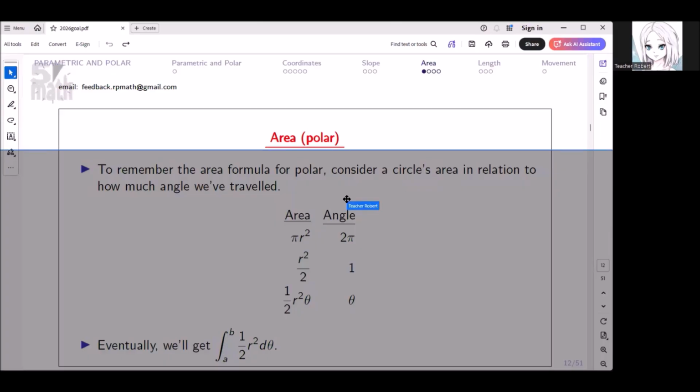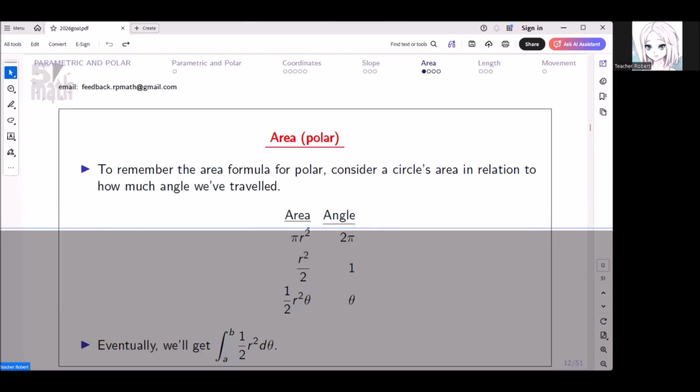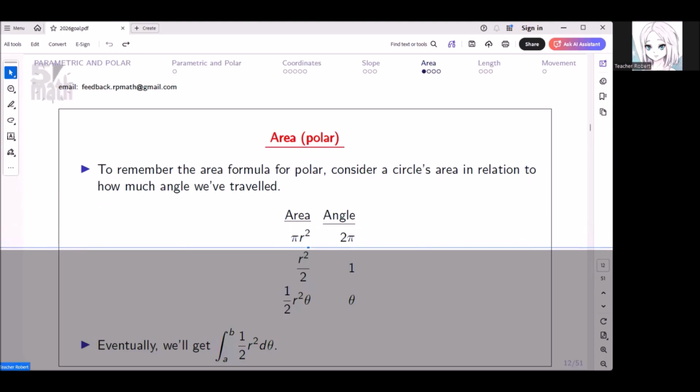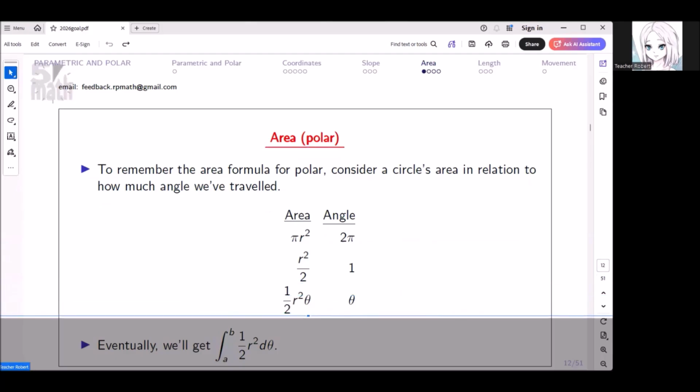Area, polar. To remember the area formula for polar, consider a circle's area in relation to how much angle we've traveled. Area, angle. Pi r squared, 2 pi. r squared over 2, 1, half r squared theta, theta.